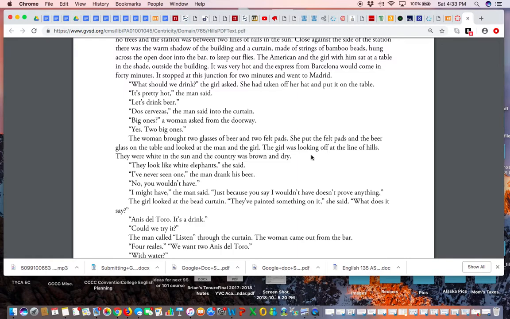So here's where we're getting the title line, though I'm not sure that this reference is necessarily significant, but I think we should keep thinking about this idea of white elephants throughout because it'll get mentioned again.